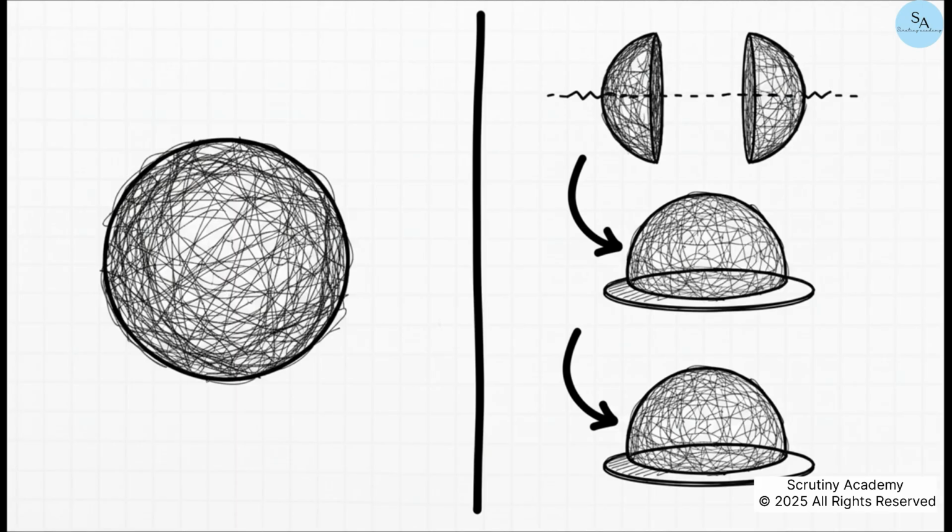What happens when you slice it in half to get a hemisphere? Well, the curved part is now half the original, so that's 2 pi r squared. But by slicing it, you've created a brand new flat circle on top, right? The area of that circle is pi r squared. So for the total surface area of the hemisphere, you need to add them together, the curved part plus the flat part, which gives you 3 pi r squared. The volume, though, is easy. It's just half the sphere's volume.